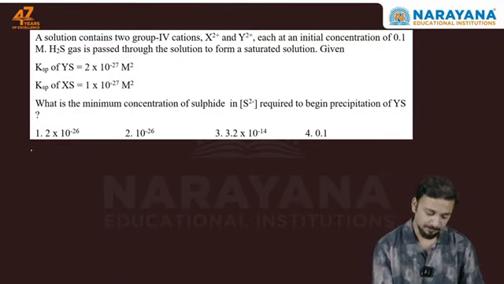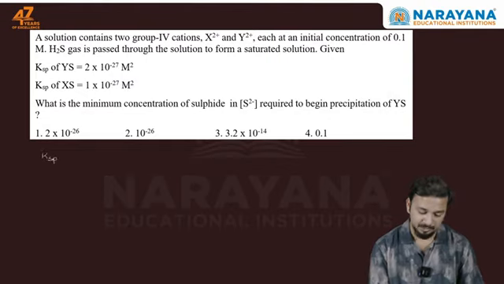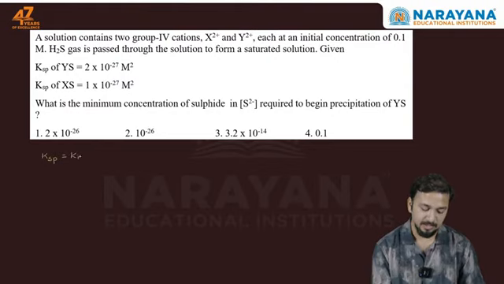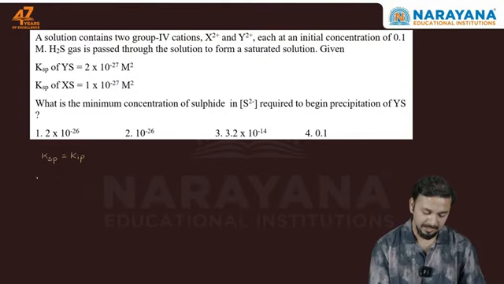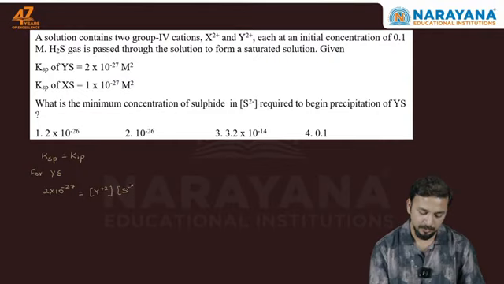So we know, first of all, this question is based on solubility product. And to begin precipitation, they are saying Ksp should be equal to Kip. To begin precipitation, the solubility product of the salt should be equal to the ionic product. Now they are asking for YS. So Ksp for YS will be 2 into 10 raised to the power minus 27. That will be equal to Kip, that will be equal to concentration of Y+2 into concentration of S2-.